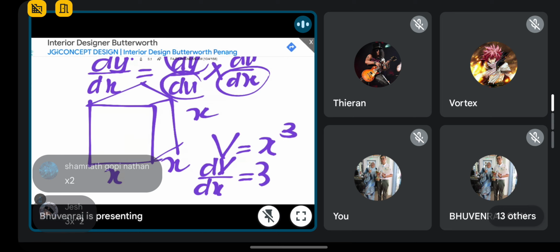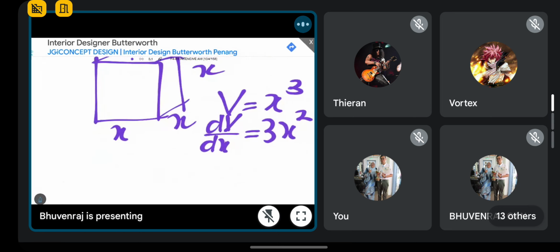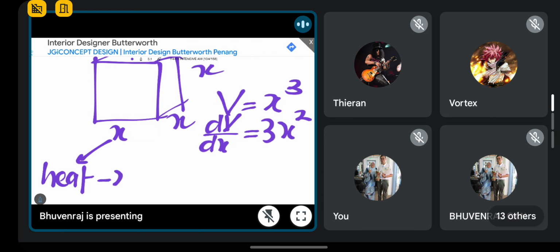Yes, you will get 3x squared, correct. So let me show you the application of this. Let's say I heat this cube. Saya panaskan kubus ini. So the x value changes from 5 to 6.